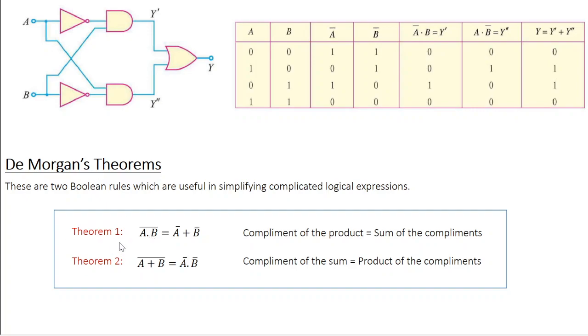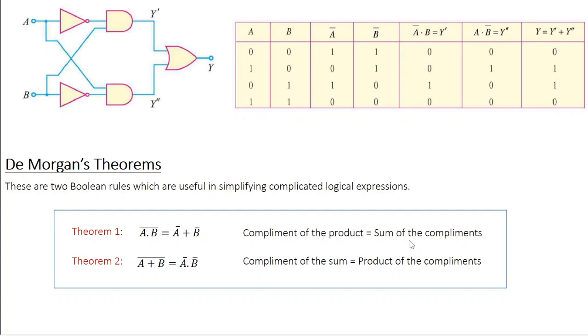De Morgan's first theorem states that A dot B whole complement equals A complement plus B complement. So in words, what does it mean? The complement of the product is the same as the sum of the complements. Complement is inverse. Similarly, De Morgan's second theorem: A plus B whole complement equals A complement dot B complement. Complement of the sum equals the product of the complements.